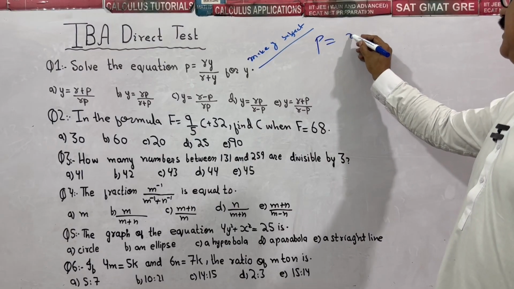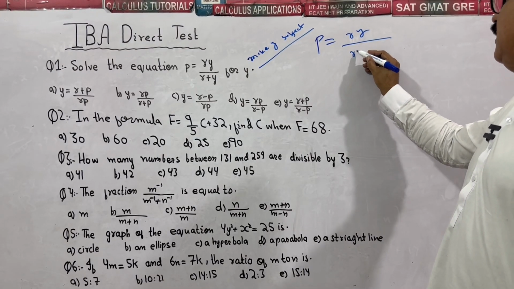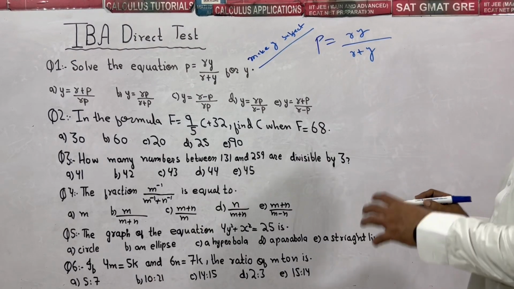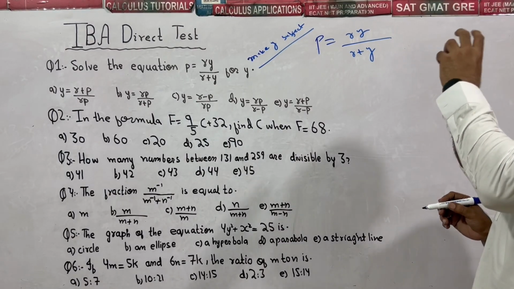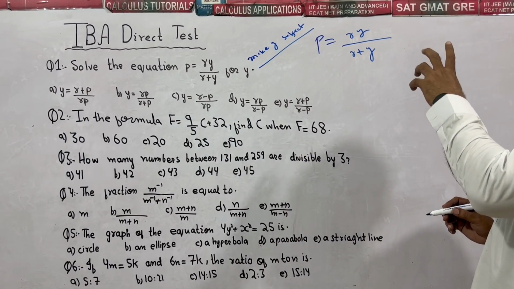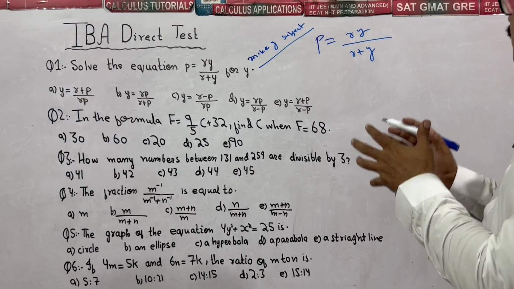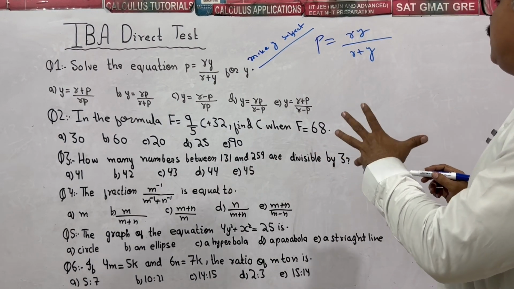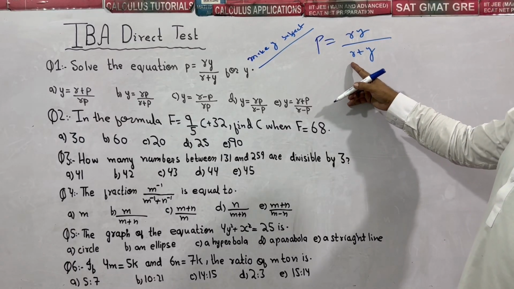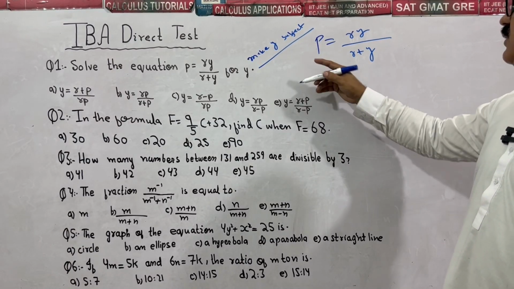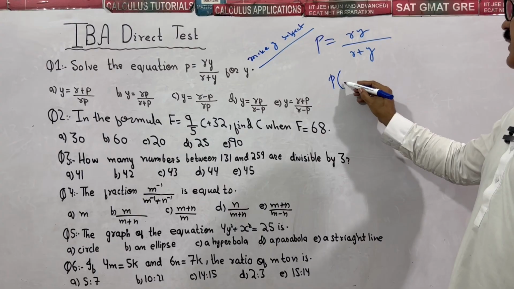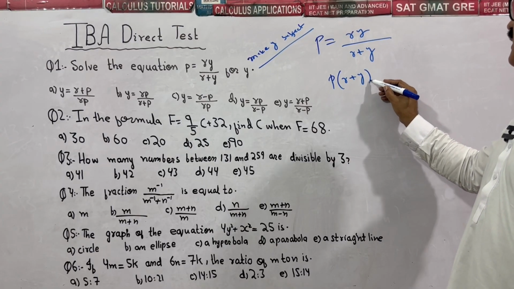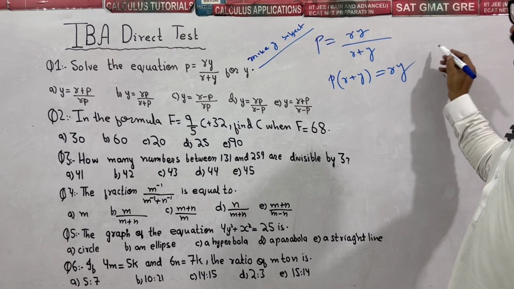P is equal to r times y over r plus y. We have to solve for y, make y the subject. Group the y terms, collect the y terms taking y common. R plus y is in division, so to the left it is in multiplication. P times (r plus y) is equal to r times y.